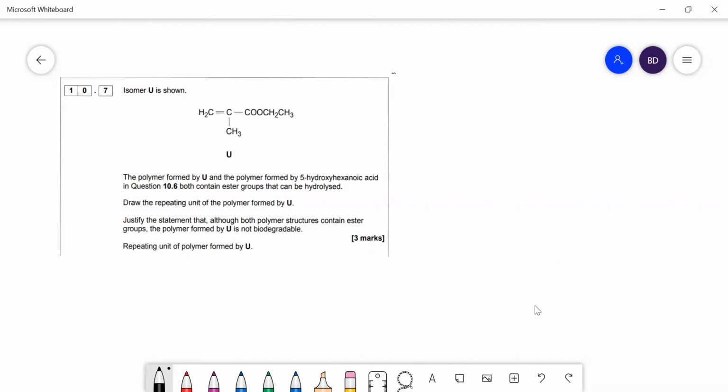Now this is quite misleading, because you think, oh, something to do with polyesters and condensation polymers, but it's not. It's the alkene bit which is going to lead to the polymer, and the ester bit is actually not reacting. So let's draw the alkene like this. We've got hydrogens attached to that carbon, a CH3 attached to that carbon, and here we have this big ester group.